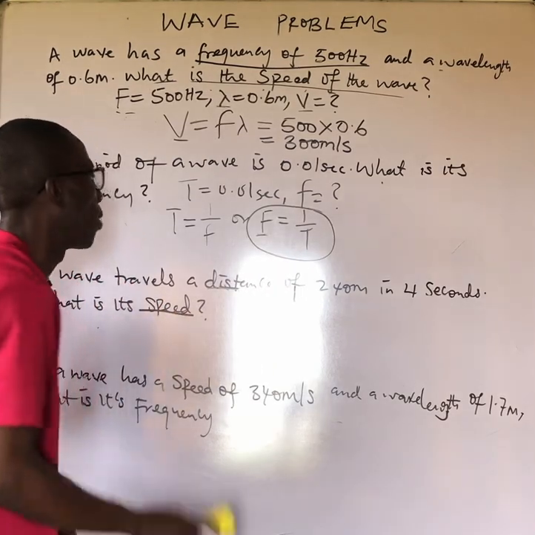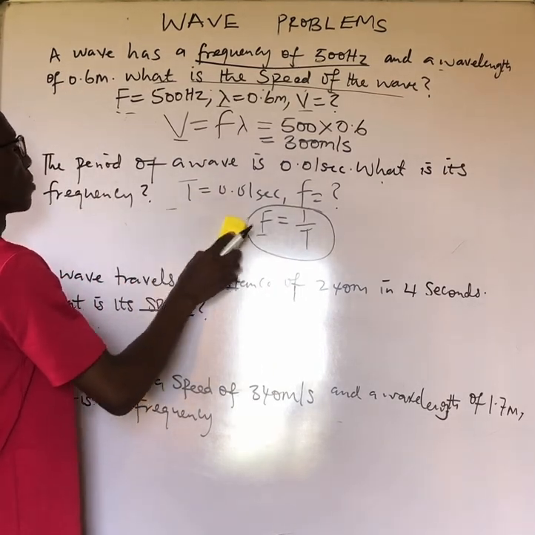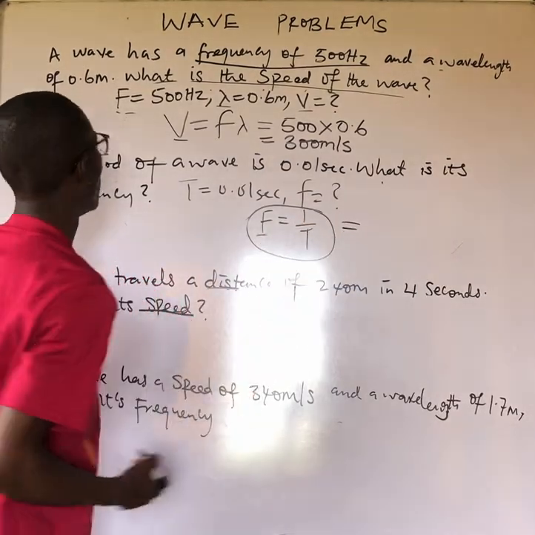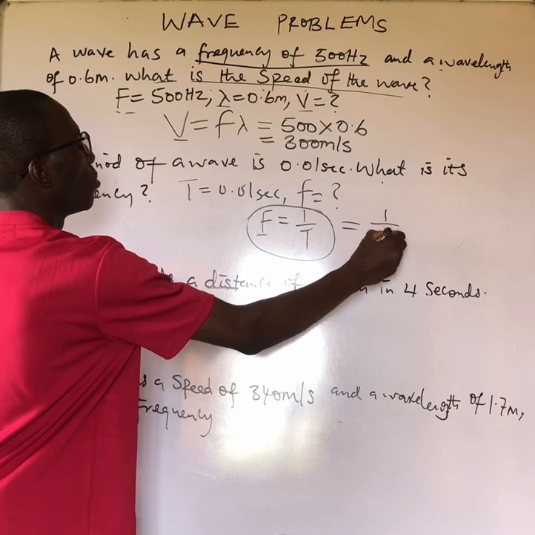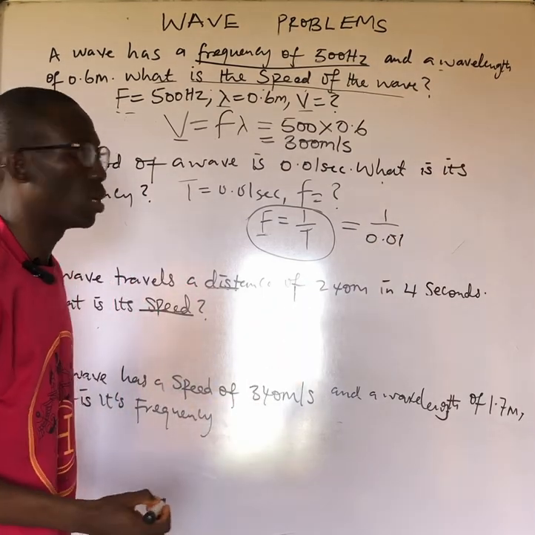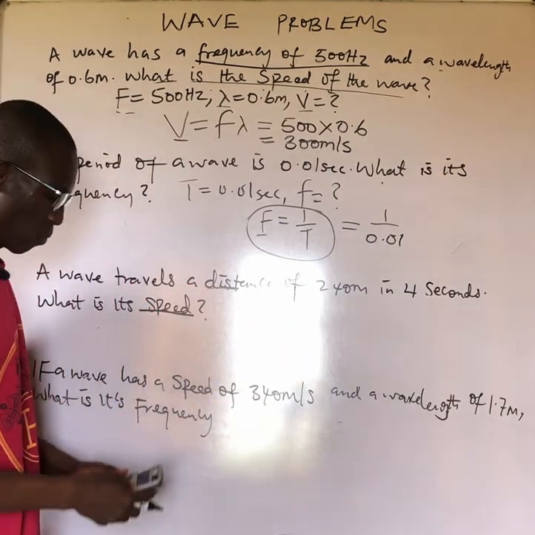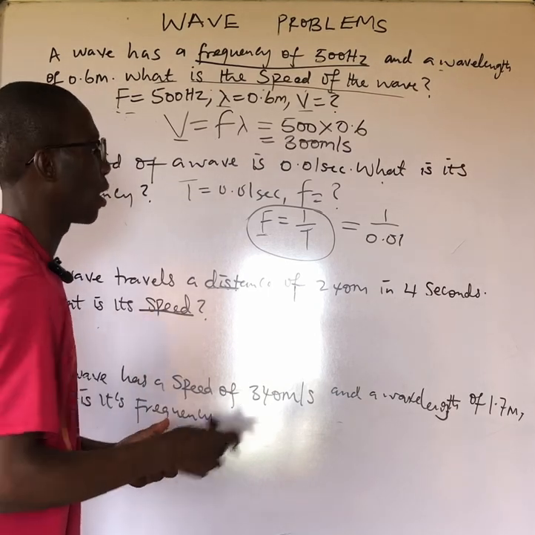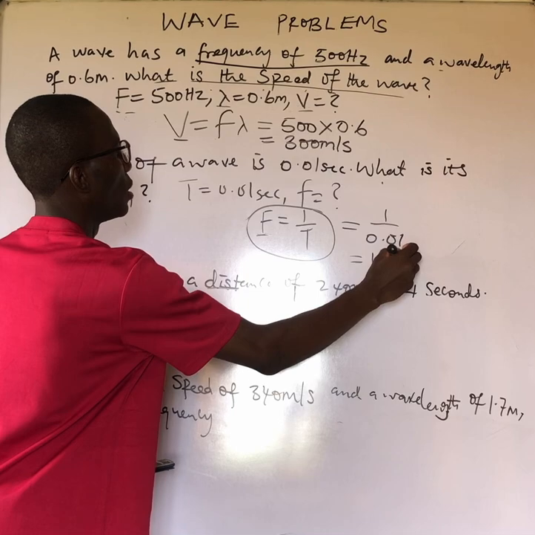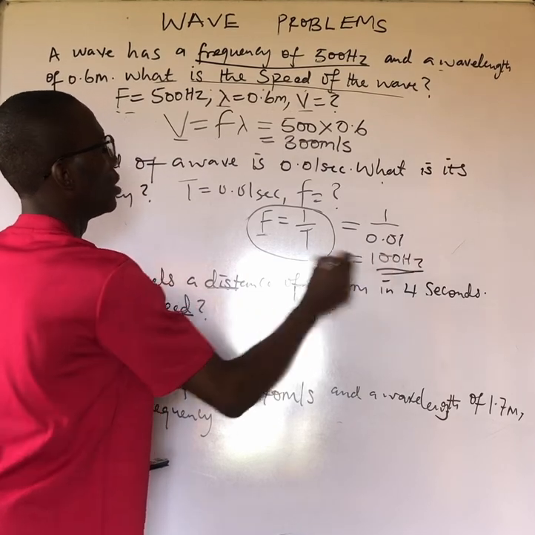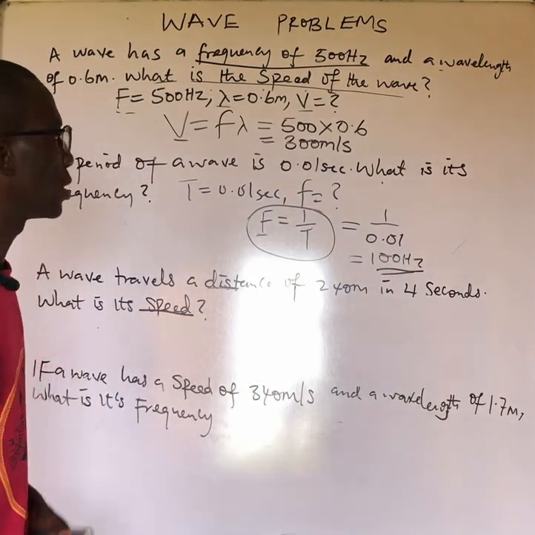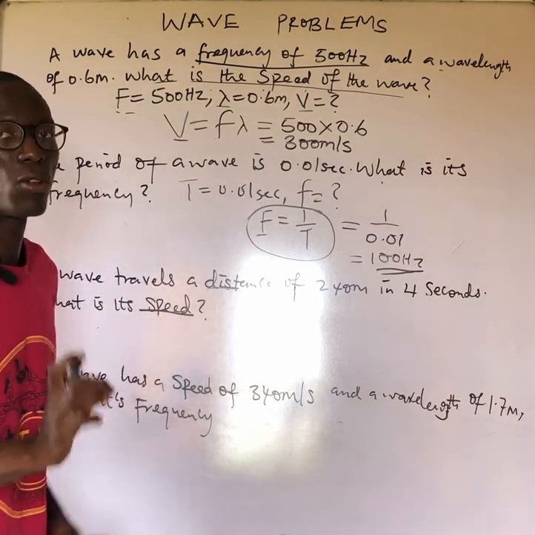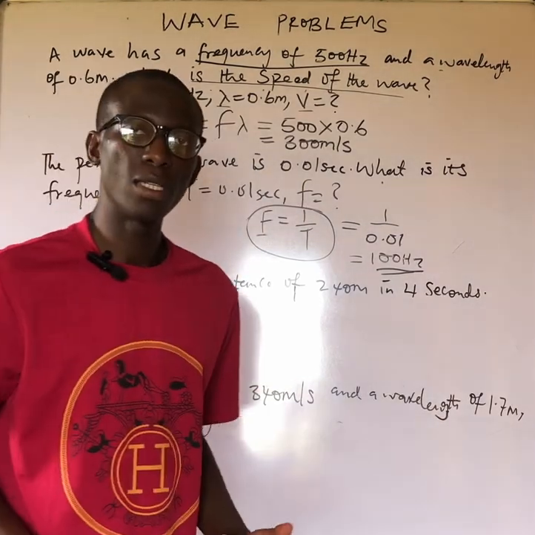So I can wipe this off. Since I'm using this one to solve, I can equate it, and then I'll have 1 all over 0.01. Using a calculator, let's use it together. We have 1 divided by 0.01, so I'll have 100 hertz. Hertz is the unit of frequency. So here we were asked to find the frequency, and we had to look for the formula that connects the frequency and the period.